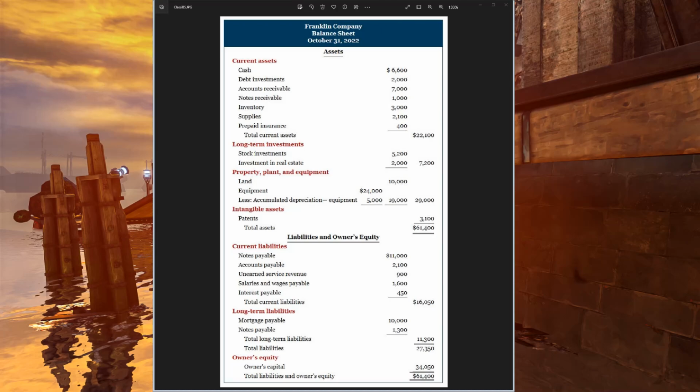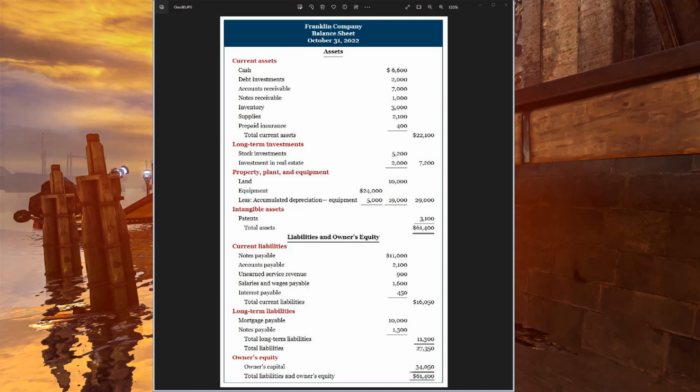months. So perhaps we have several different loans, and some of the loans are coming due really quickly, which is the 11,000. And we still have some loans that are not due until the following year or afterwards, and that's the 1,300. So accounts payable is another current liability, unearned service revenue, salary payable, interest payable. Long-term liabilities, a mortgage, a note payable, that's the long-term portion of a loan. So if we've got multiple loans, some loans are going to be due soon, some loans are going to be due after 12 months.